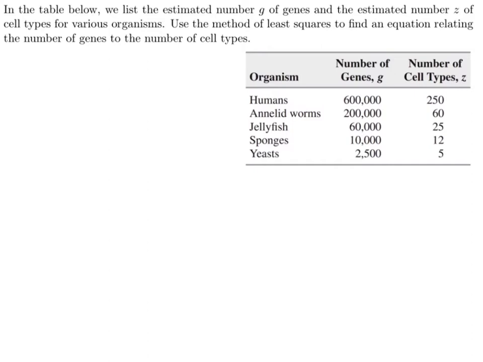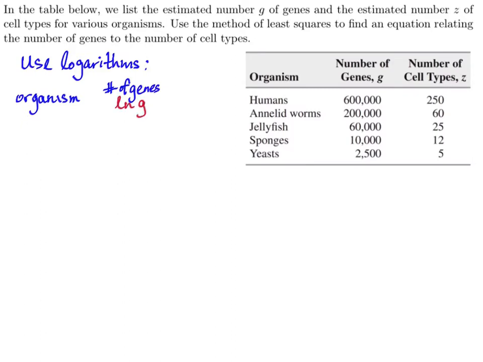We're going to use the method of least squares to find an equation relating the number of genes to the number of cell types. So notice that the numbers of genes are really, really big numbers. They're kind of impractical to work with. But we can work with their logarithms instead to make them a little more manageable. So I'm going to make a new table, the organisms and the number of genes and the cell types. Now, I'm going to use logarithms instead of the numbers that I was given.